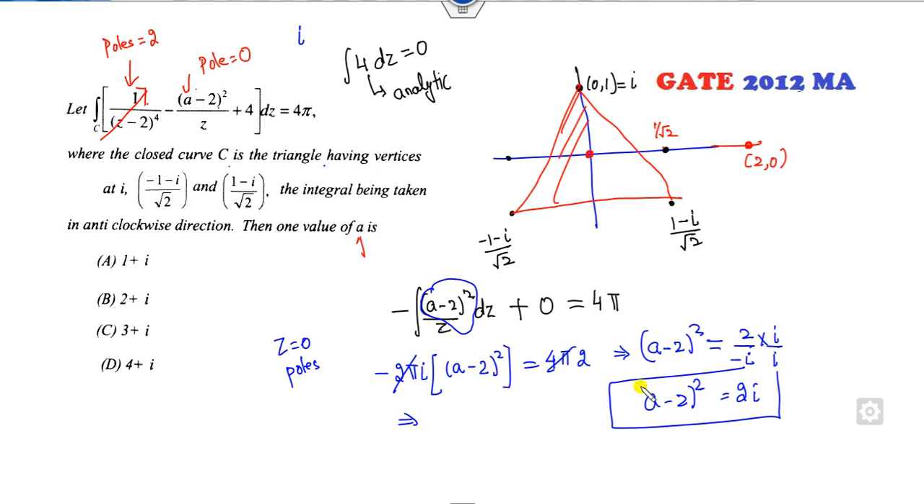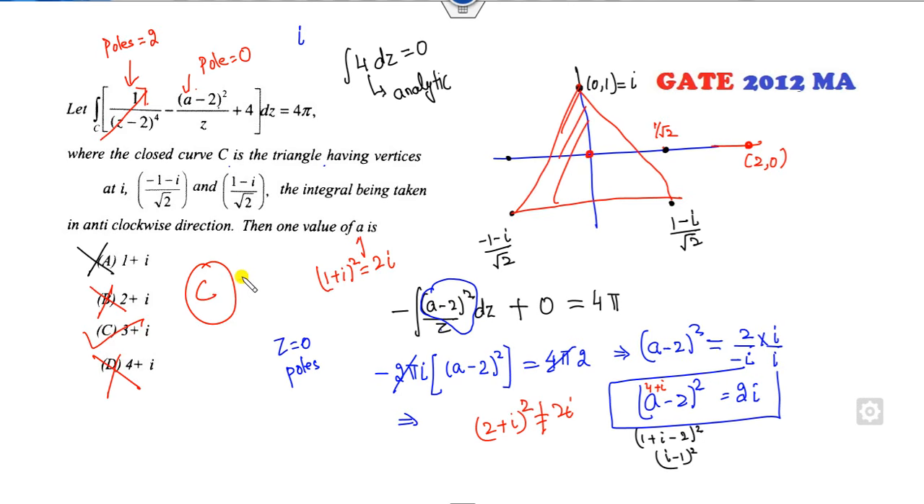Now look at the options. We can see 1 plus iota. If I substitute here 1 plus iota minus 2, it is iota minus 1 square. If I open this, it's a plus 2 iota, but you get a minus b whole square, so it cancels out. If I take 2 plus iota, then it is only iota square, which also cancels. If I take 3, so it is 1 plus iota square. Yes, it is a correct option. You can see it's satisfied. Can I take 4 plus iota? If I take 4 plus iota, it is my 2 plus iota square, which is not equal to 2 iota. So the right answer is only C.